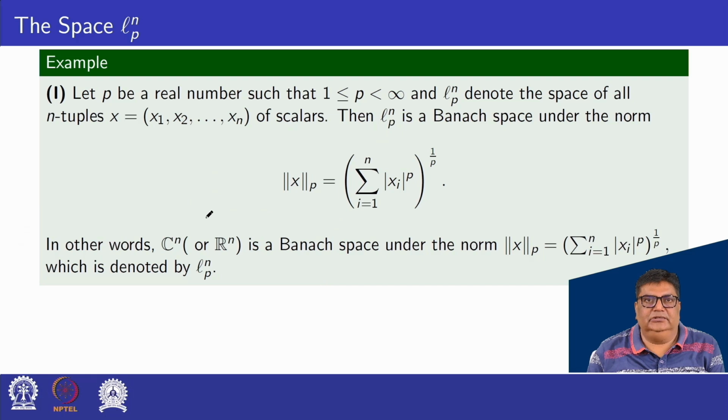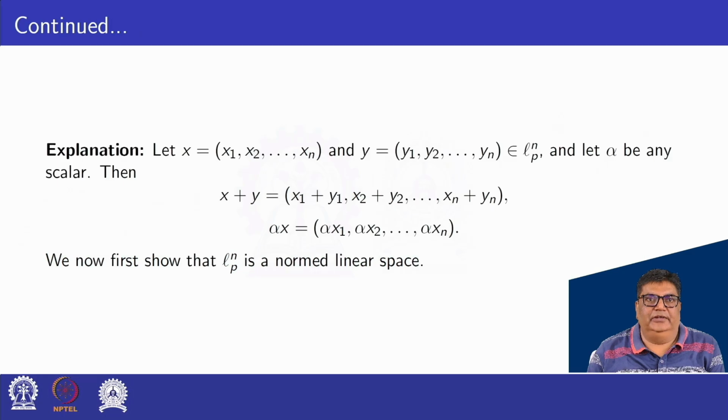In other words, Cn or Rn is a Banach space under this norm, which is denoted by Lpn. Explanation: let x = (x1, x2, and so on, xn) and y = (y1, y2, and so on, yn) belong to Lpn.